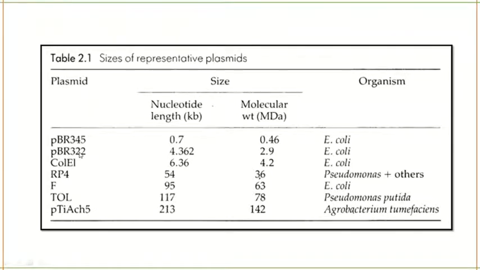pBR322 is a very famous one. It is from the organism E. coli. Its size is 4362 bases, or 4.362 kilobases. Next you have ColE1, which is also from E. coli. RP4 is from Pseudomonas. F plasmid is from E. coli. Tol is from Pseudomonas putida. pTiACH5 is from Agrobacterium tumefaciens. These are some examples of plasmids, their sizes, and the organisms which produce them, for general information.